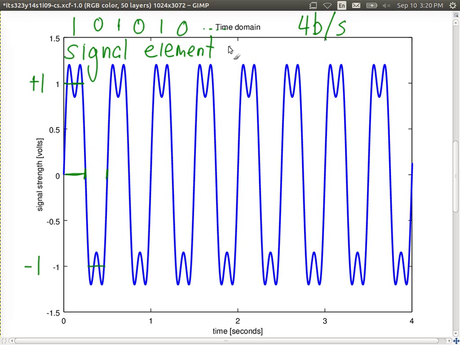And the duration, in this example, is a quarter of a second. We'll see that definition of signal element later, but just since we're here. One signal element, another signal element. In 1 second, 4 signal elements. Okay, same scheme, different received signal.